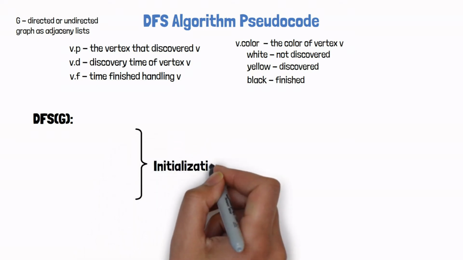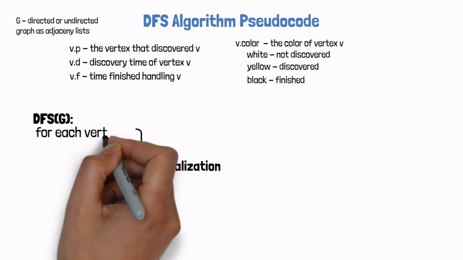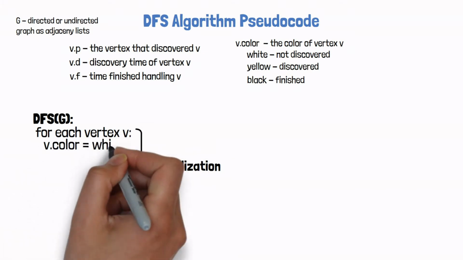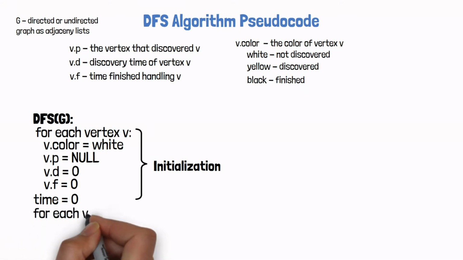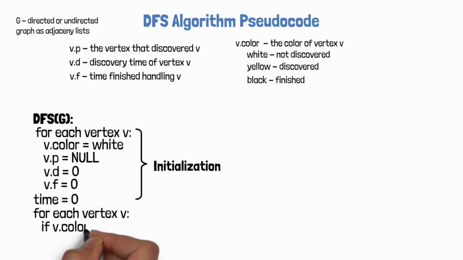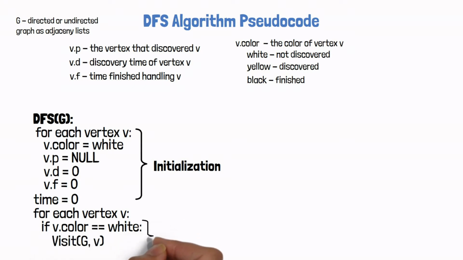DFS starts with initialization. For each vertex v, we assign the color white, mark the parent as null, and set discovery and finish time with 0. We also init a global time variable with 0. We then go over the vertices in a for loop, and for each vertex v, we check if its color is white, meaning v was not yet discovered. If so, we visit vertex v, which means we start a search from that vertex.